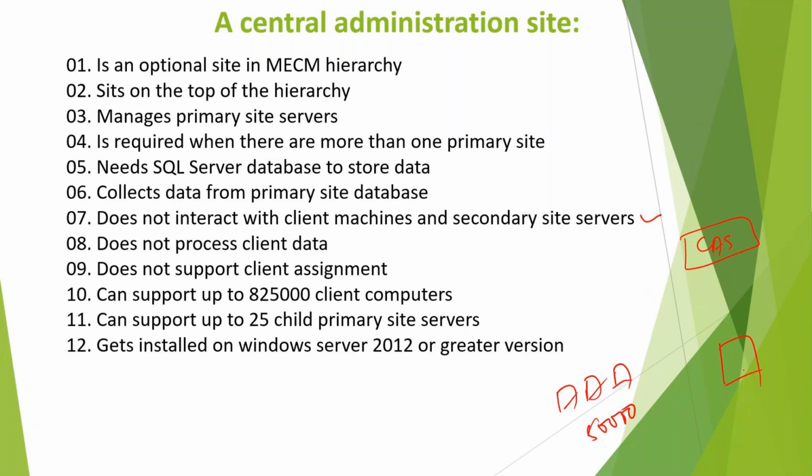Plus, central will not be talking to the secondary side. Secondary will be at the bottom, right? So secondary will always be talking to the primary side. So secondary will have a connection with primary, but not with central. Okay, understood like this. So it does not interact with client machines and the secondary side. It does not process client data, and that's right. The data processing for client machines will always be done through the primary side server and secondary side, not central.